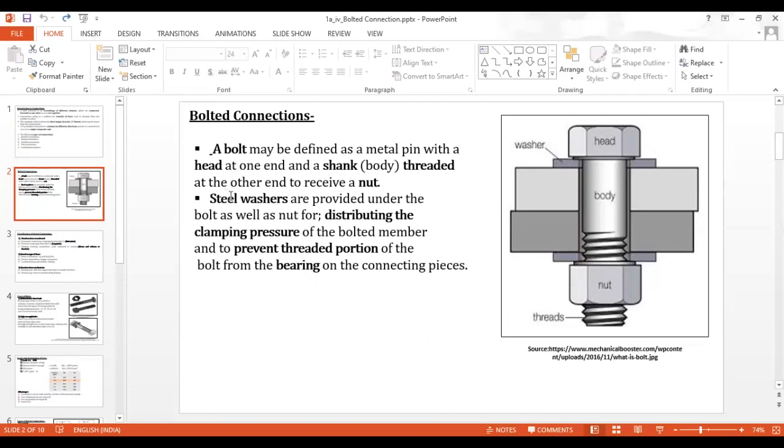Now let us understand what does mean by washer technically. Steel washers are provided under the bolt as well as nut for distributing the clamping pressure on the bolted member and to prevent the threaded portion of the bolt from bearing on the connecting piece. Now if you observe the diagram clearly, this bolt is being tightened by the nut. Whenever the pressure is occurring on the head portion, this washer distributes the pressure evenly, and also keeps the bolt in one position.